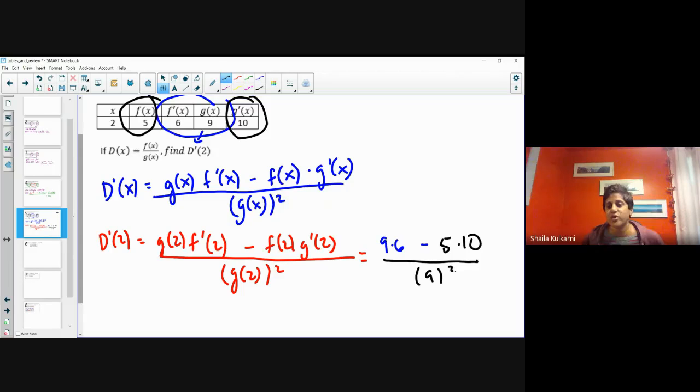Question for you. Do I have to simplify this? If it's not multiple choice, I do not have to simplify this. I'm going to go ahead so we exercise that muscle. But again, you do not have to simplify. So we get 54 minus 50 all over 81. That is 4 over 81, and that's our final answer. But I don't have to simplify past 9 times 6 minus 5 times 10 all over 9 squared. That's the benefit. Okay, so that was just 4 examples straight through doing a table.